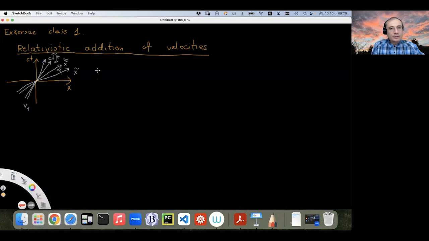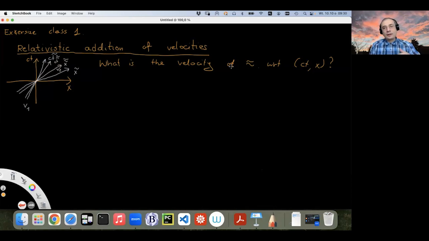what is the velocity of the double tilde frame with respect to ct, x? We know the velocity of the tilde frame with respect to the orange one, and now we know the white one with respect to the blue one. But what is the velocity of the white one with respect to the orange one? Any ideas how we might do it?